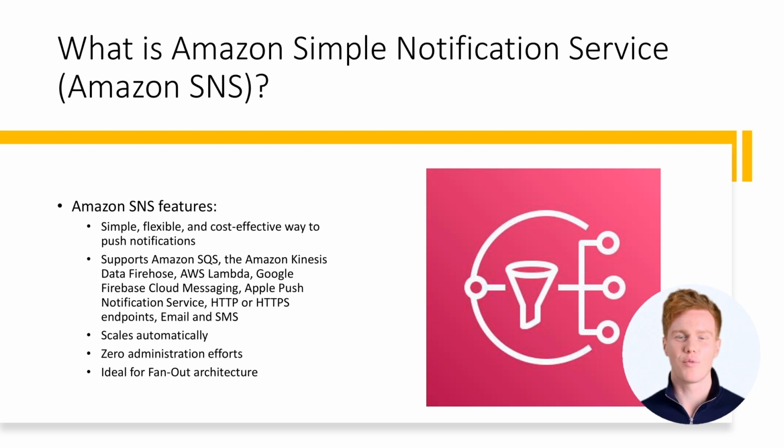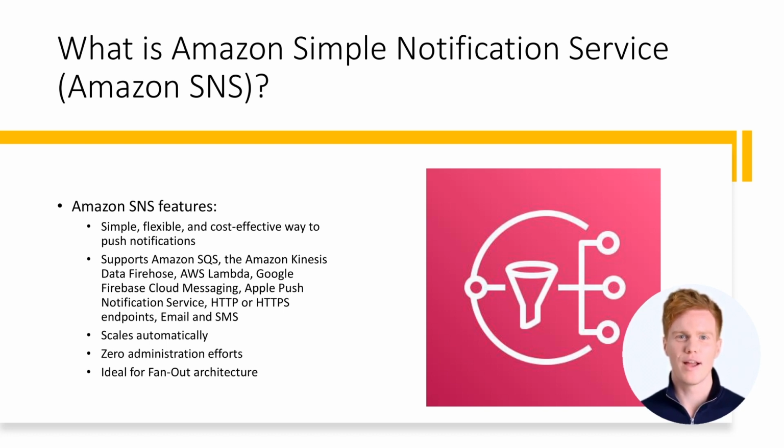Amazon SNS is a web service that enables applications to send notifications to end applications and users on a variety of platforms, including the Amazon SQS, the Amazon Kinesis Data Firehose, AWS Lambda, Google Firebase Cloud Messaging, Apple Push Notification Service, HTTP or HTTPS endpoints, email and direct SMS messages to mobile devices.